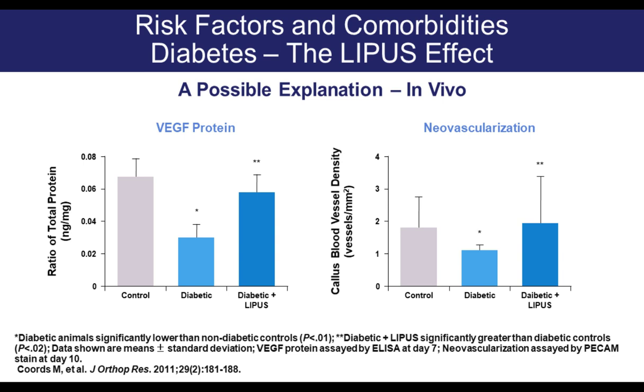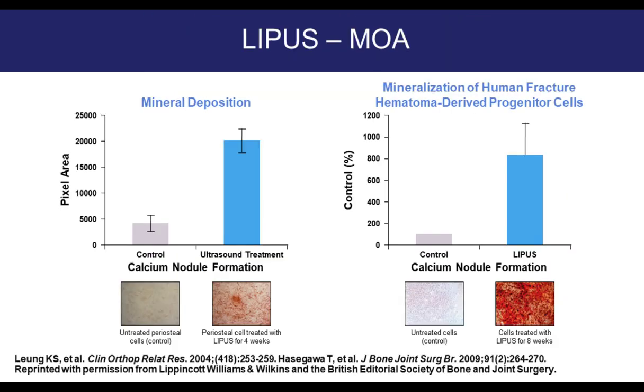Neovascularization, same sort of pattern on the right. The control, the diabetic animal, significantly lower. Add LIPUS to that diabetic animal, and it's normalized. So we see a magnified effect in the patients with high risk. And here again, we'll just see mineral deposition with the ultrasound treatment is magnified in this study. And mineralization of human fracture, human hematoma-derived progenitor cells. So again, so mineral in both animals and in human cells, you see an increased effect from LIPUS.